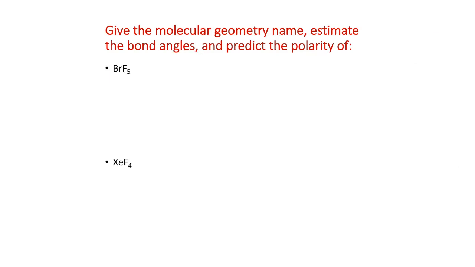So this page here contains molecules that will have 6 total domains. 6 domains, if they're all bonding, will look something like SF6. So SF6, octahedral geometry. Now the name octahedral actually comes from this shape here.